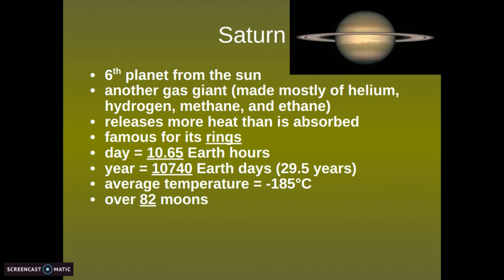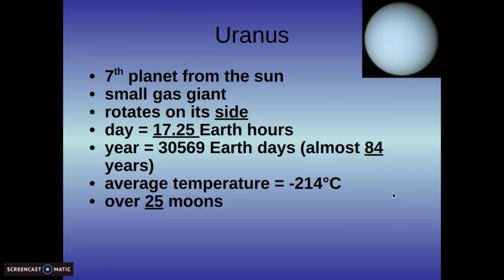1 day on Saturn is 10.5 Earth hours, so it spins pretty fast. But 1 year, it takes 29.5 years to revolve around the sun, so that's a long time. Saturn does have 82 moons. Then we'll move on to Uranus, which is how it's pronounced, Uranus. This is the 7th planet from the sun.